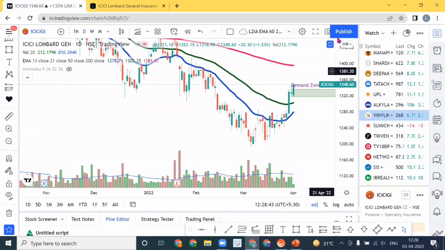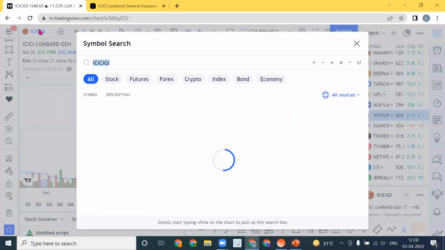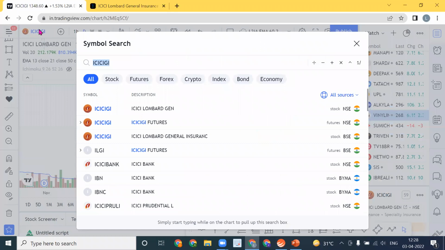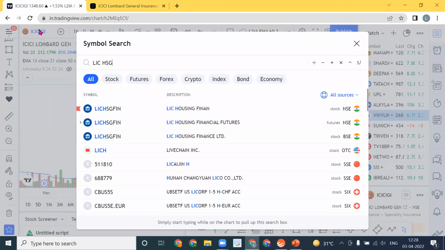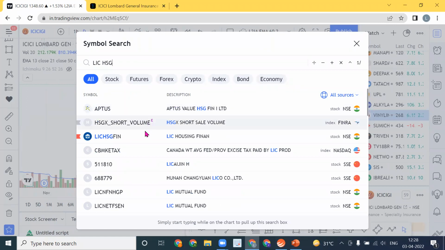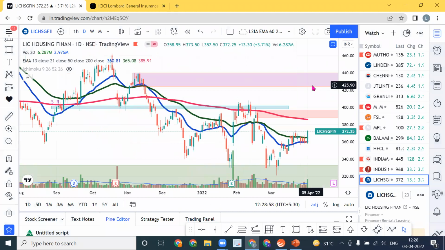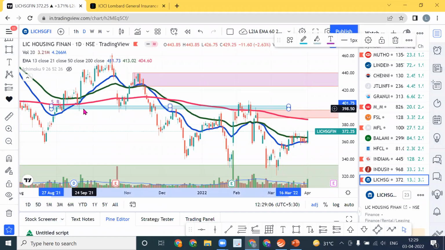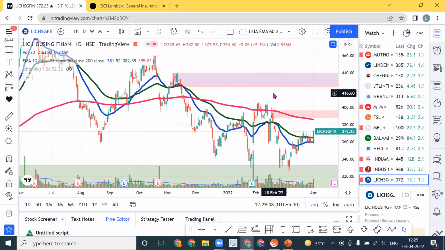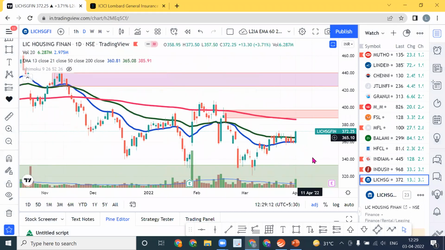Achha, which other stock do you say? So LIC Housing Finance and Avenue Supermarket. LIC Housing Finance, I think we should reduce, meaning exit, because this stock is not going to do much. There is a supply zone here also. The two supply zones are there, one above the other. It is going to face a lot of resistance.